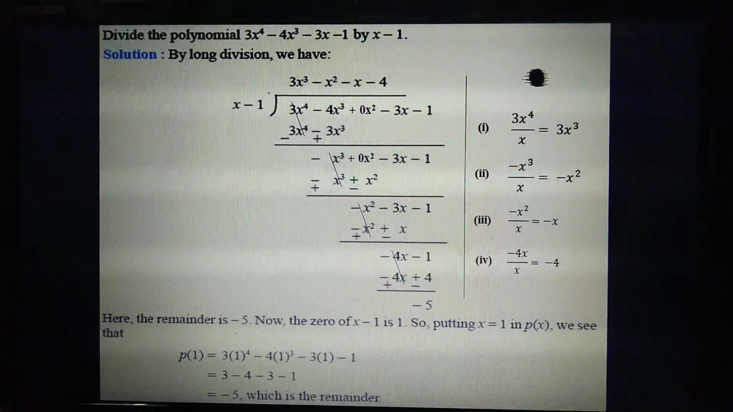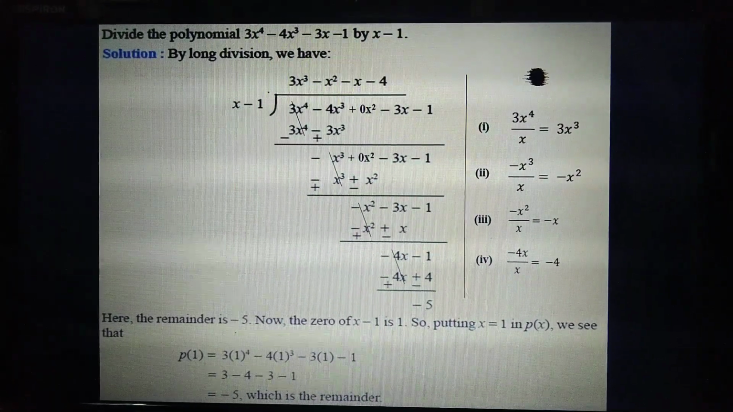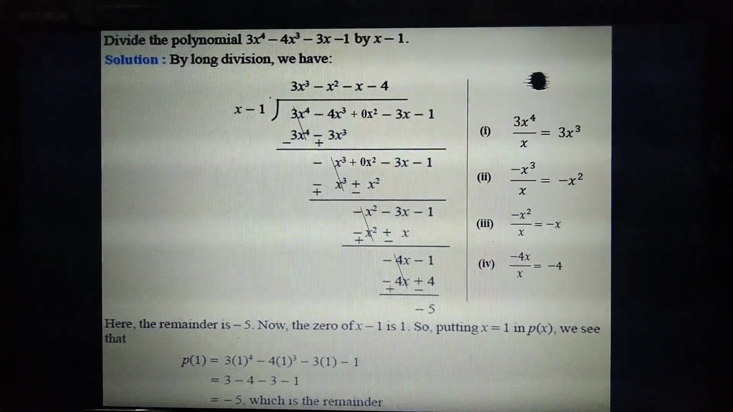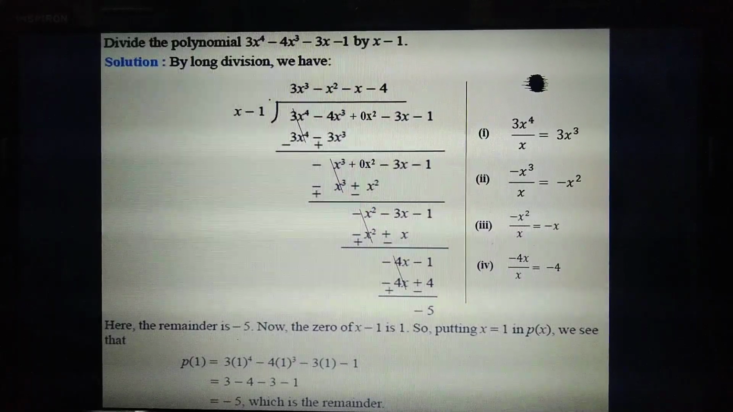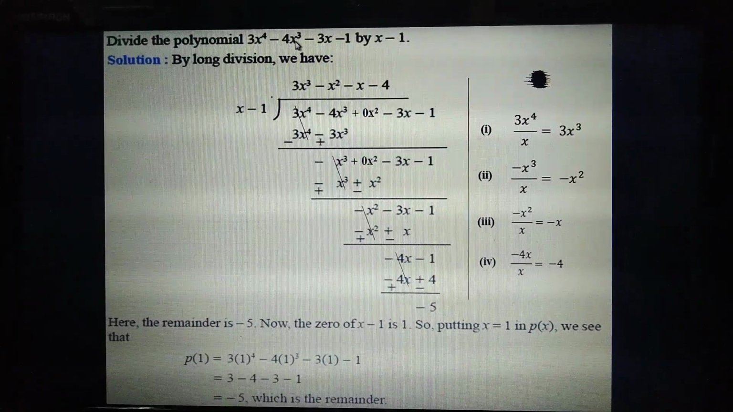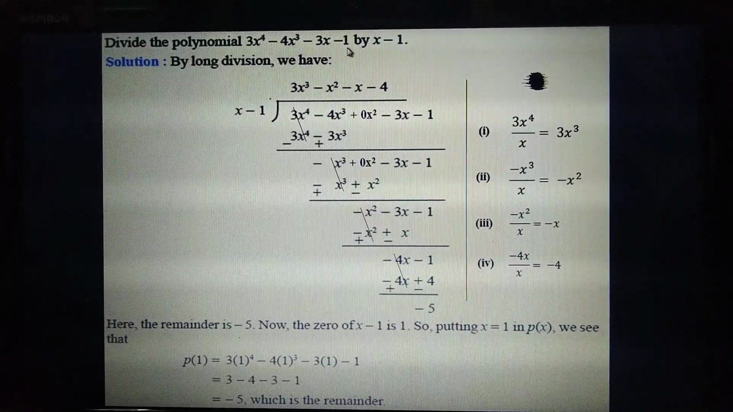Take the dividend, that is 3x power 4 minus 4x cube minus 3x minus 1. Here you just notice that x square term is missing. Why? Because x power 4, 3, 2 is missing, x term, constant term.